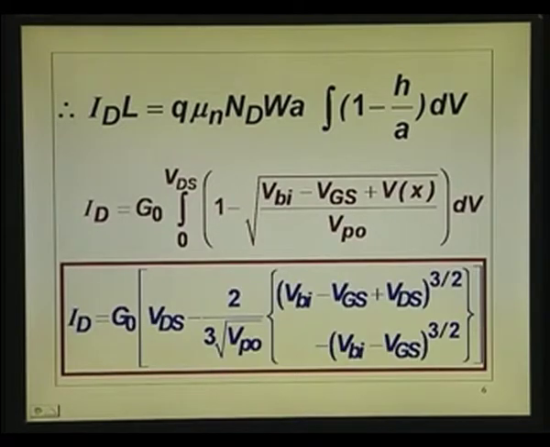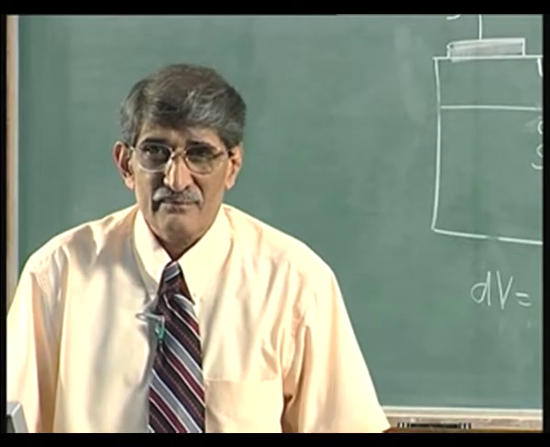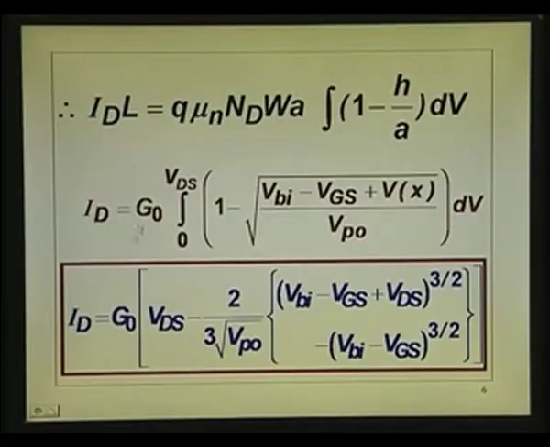Not difficult, looks cumbersome, but it is a simple expression. A simple integral, y to the power of n integral, is y to the power of n plus 1 by n plus 1. That is what we have done. So, G naught integral of 1 evaluated from 0 to V d s is V d s, and the square root of V p 0 I pulled out, which is a constant.